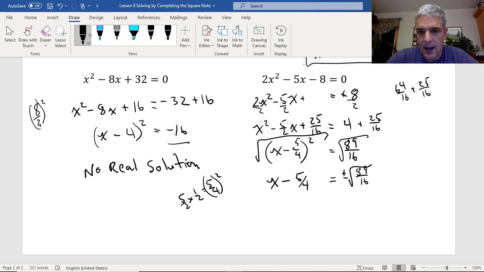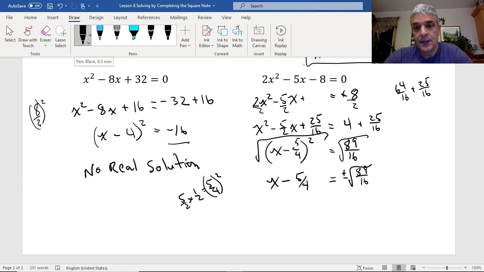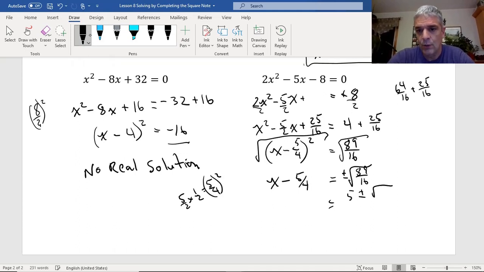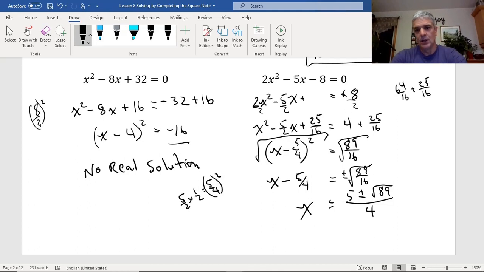So this is 89 over 16. Now the square root of 16 is 4, so I'm going to write that, and then the 5 is going to come over, so it's going to be 5 plus or minus the square root of 89 all over 4 when this 5 over 4 comes over, and that is what x is going to equal.